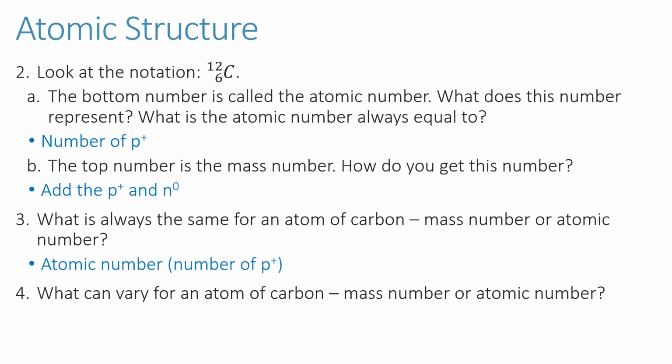So for an atom of carbon, what is always going to be the same? It's going to be the atomic number. Carbon always has 6 protons. If it had something other than 6, if it had 7, for example, it would be nitrogen and it wouldn't be carbon. So mass number can vary because we can have different numbers of neutrons.